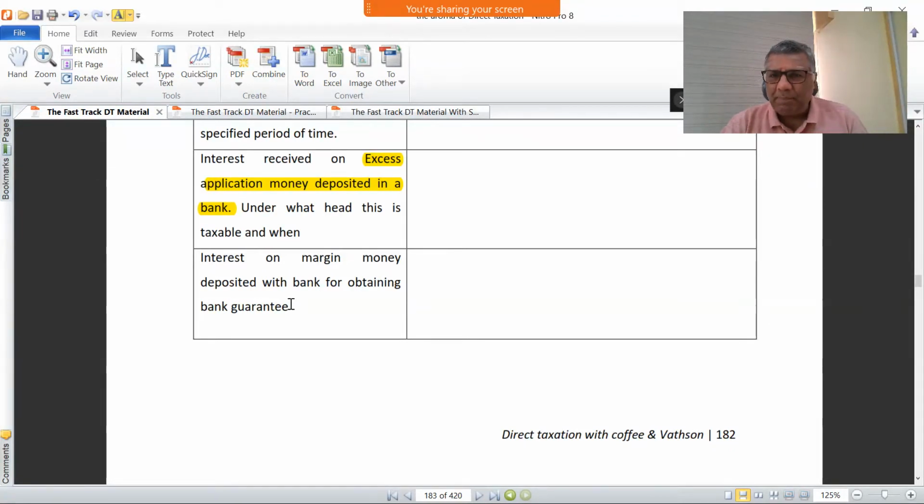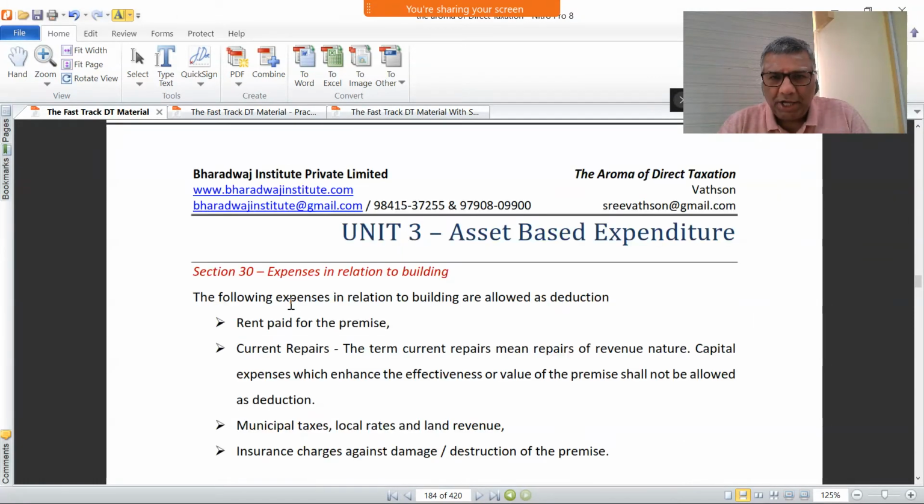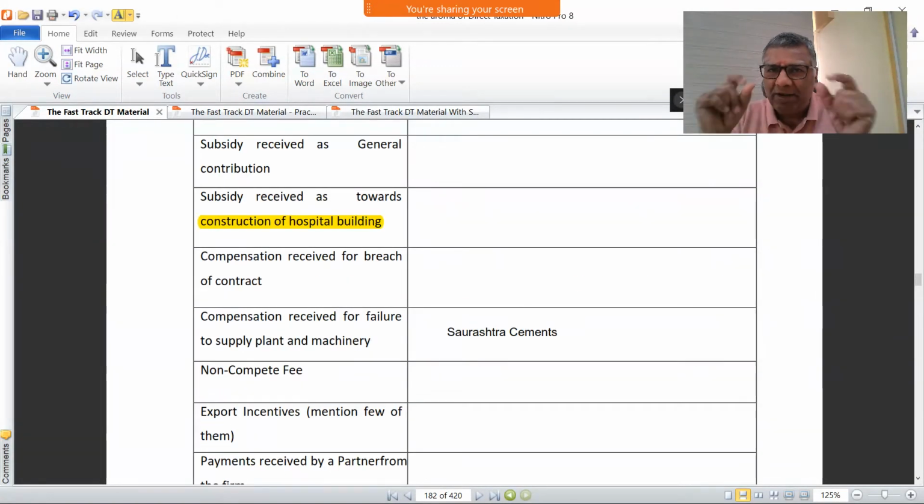Interest on margin money deposited with bank for obtaining bank guarantee, K and Co.: it should be business income. Nothing more than this will come in the income. Be sure this is only business income. They might give in the adjustment import entitlement license, sale value of scientific asset, margin money interest. If they have already credited it, you just write a note saying that it is a business income. If they have not credited it, you add it up to the profit because it should be treated as income.